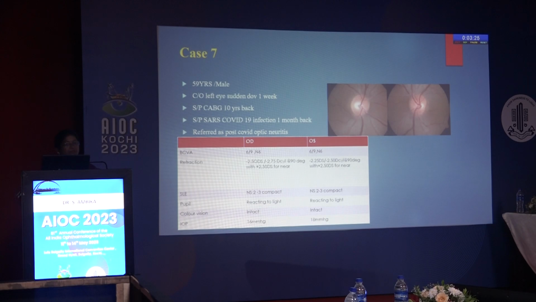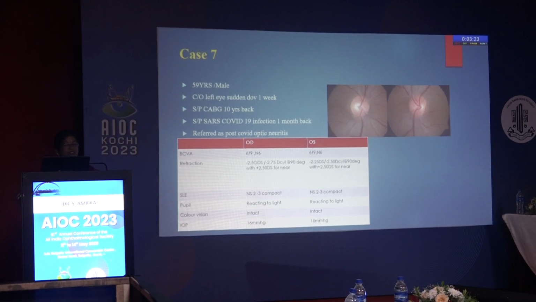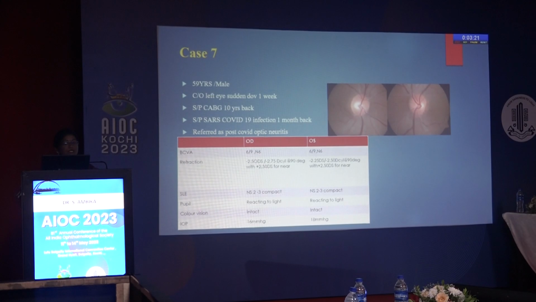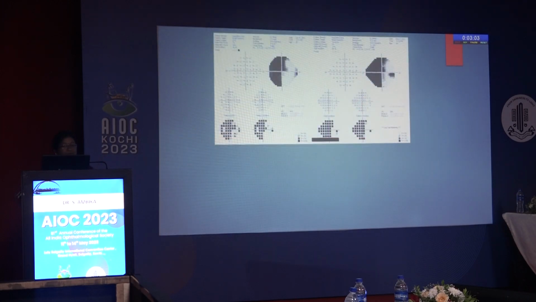And this is again a 59-year-old male who had a sudden drop in vision in the left eye post CABG, and surprisingly during the pandemic, everything was related to COVID. So post-COVID optic neuritis was the diagnosis this patient came to us with. So his vision was better, but he said that his field did not recover after the steroid treatment. And when we saw the fundus, it was like this.